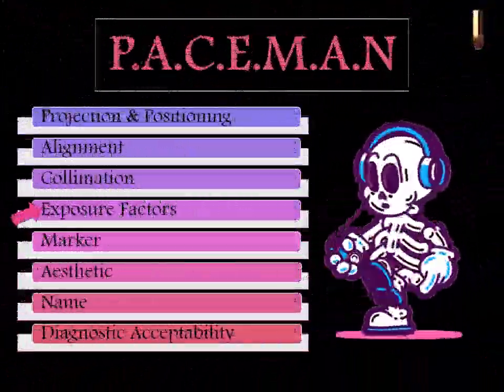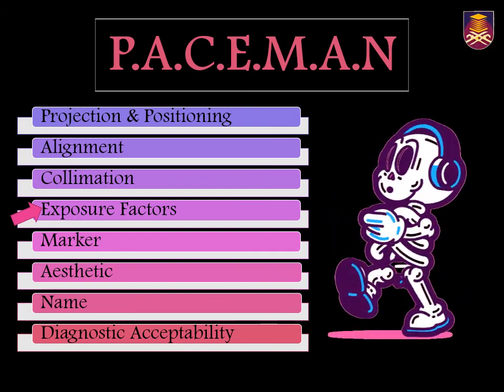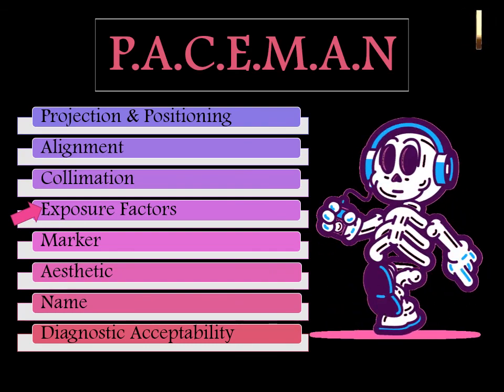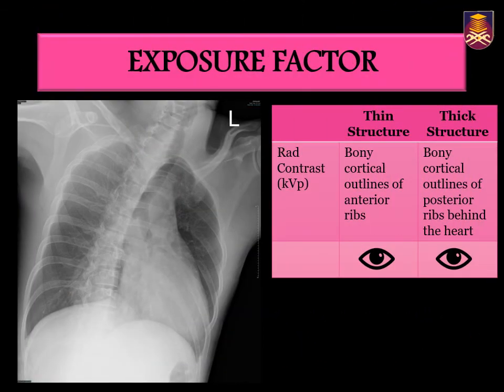Next, let's talk about the E element, exposure factor. The kVp used for this radiograph is adequate for penetration and radiographic contrast. This is because the bony cortical outline of the thin structure, which is the anterior rib, as well as the bony cortical outline of the thick structure, which is the posterior ribs behind the heart, can be seen.